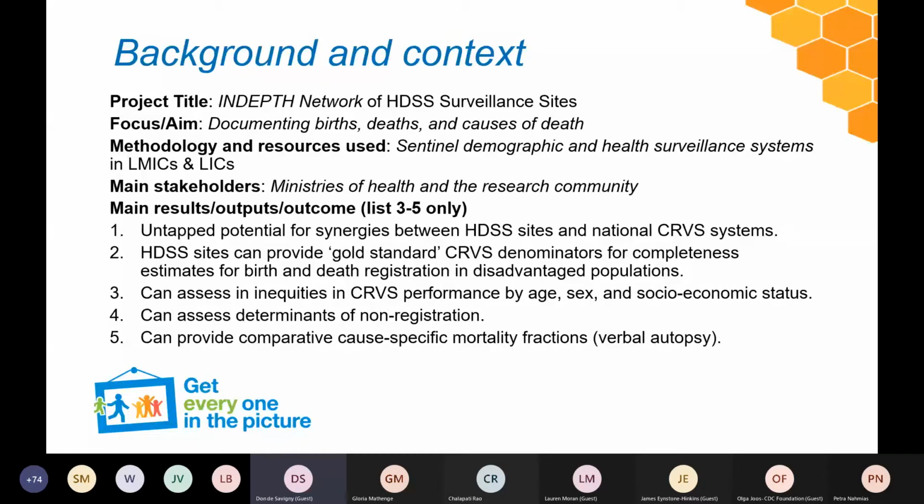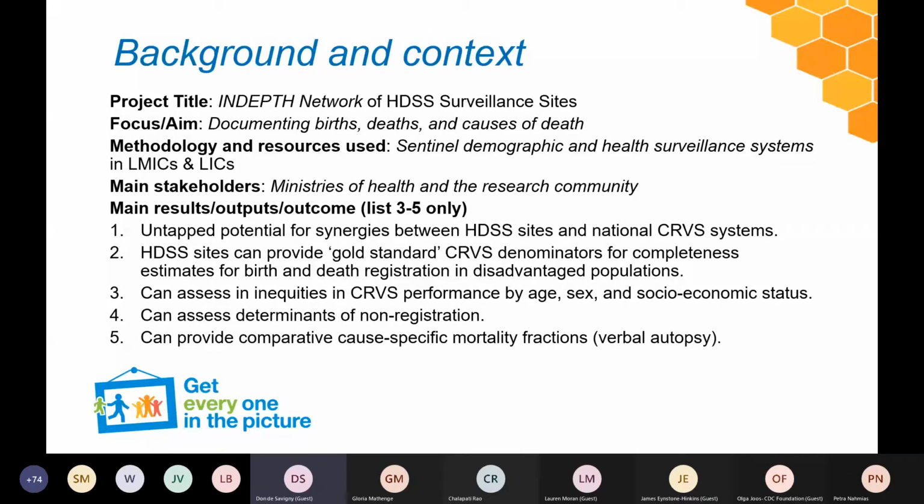And so we have this situation where two enterprises are doing the same thing, CRVS in the country doing births, deaths, and causes of death, and these population observatories doing the same thing. Unfortunately, there's very little crosstalk between these systems. And so this project was an attempt to see if we could learn from each other in assessing particularly inequalities in CRVS performance. So there's really untapped potential for synergies between these sites and national CRVS systems, because they can provide the gold standard in CRVS denominators on a continuous basis, because they're longitudinal surveillance systems, for completeness estimates for birth and death registration, particularly in disadvantaged populations, because most of these sites are in remote rural or in unofficial urban populations in low-income countries.